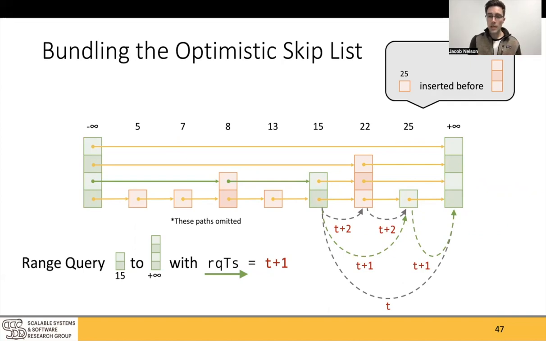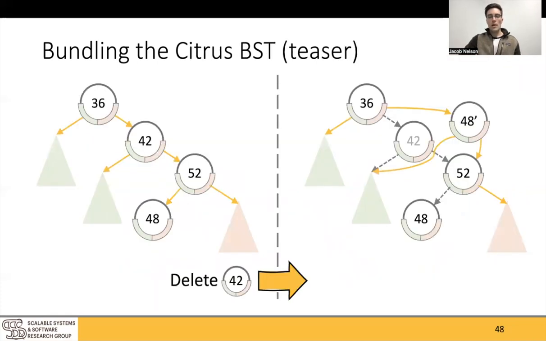So we're going to use the index layer up until our start of our traversal, and then of our range, and then we're going to traverse our range using the bundled references. Here, I'm only showing the transformation of our citrus binary search tree when we delete a node, but this concept is similar. Anytime that we're updating the data structure, we're going to maintain the history of links, allowing a traversal of the data structure to see a consistent state at a particular moment in time.